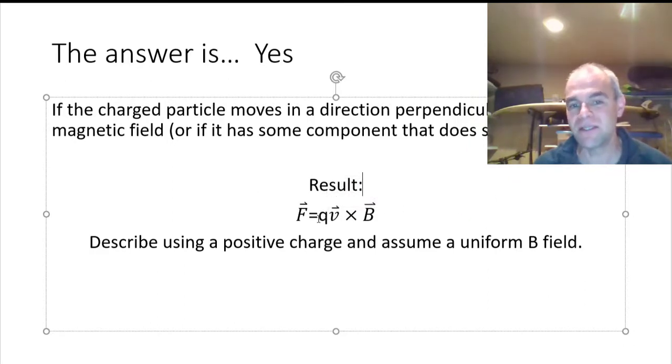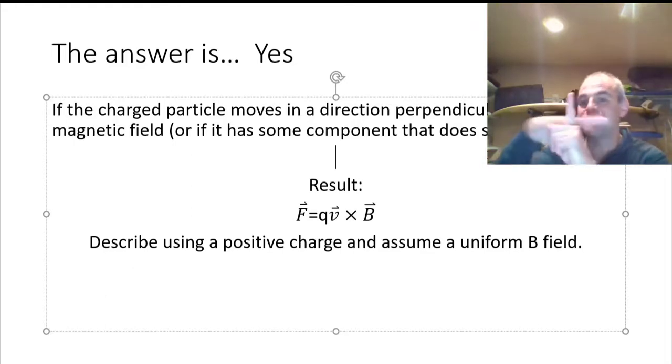What this equation is telling us is that the charge is going to experience a force F, and the size of that force is going to be equal to the product of the charge and the V and the B. That X looks kind of like a multiplication, but it's not a multiplication. It's actually something called a cross product. And it's a multiplication if V and B are at right angles to each other.